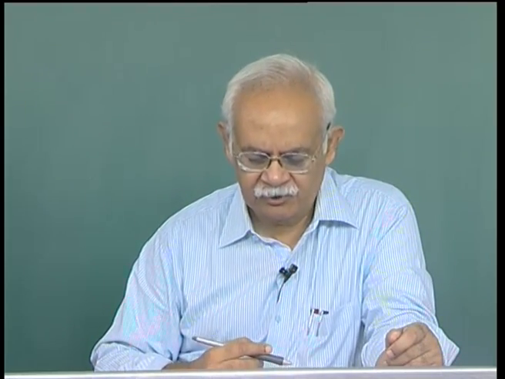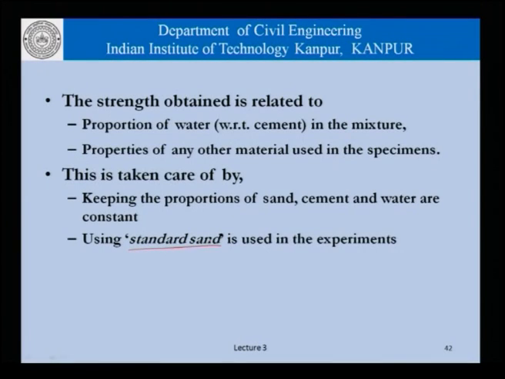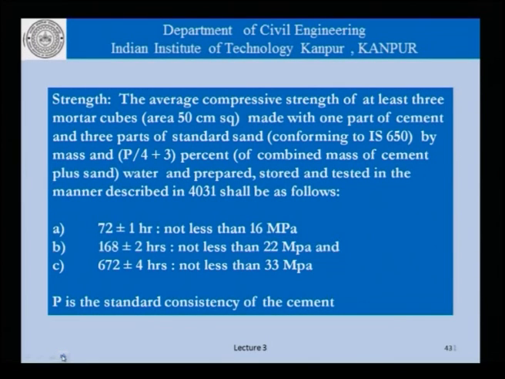And therefore, what we do is we use standard sand in the experiments and keep the proportions of sand, cement and water at the same level. As far as standards are concerned, the way it is written is the way the average compressive strength of at least 3 mortar cubes measuring say 50 centimeters square made with 1 part of cement and 3 parts of standard sand conforming to IS 650 by mass and P/4 + 3% of the combined mass of cement and sand of water and prepared, stored and tested in the manner described in a certain standard shall be as follows.